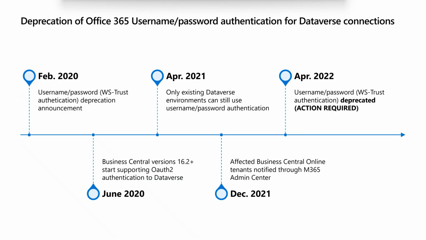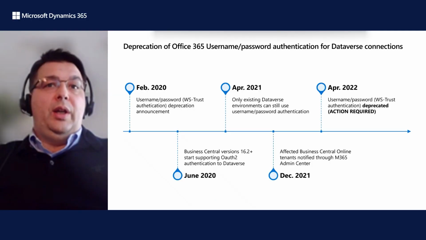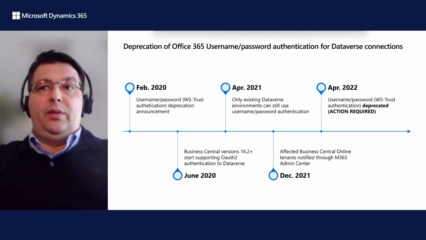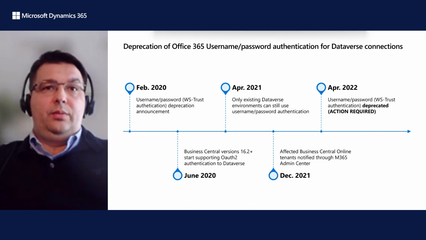In February 2020, the Dataverse team announced deprecation of the legacy Office 365 username and password way of connecting to Dataverse. The Business Central team made an alternative way of connecting to Dataverse already in June 2020 with version 16.2. The Dataverse team has been rolling out this deprecation for the past 2 years. Currently, only if you have existing Dataverse environments, you can still connect to them using username and password for a very, very limited amount of time. And new Dataverse environments no longer support username and password authentication from April last year.